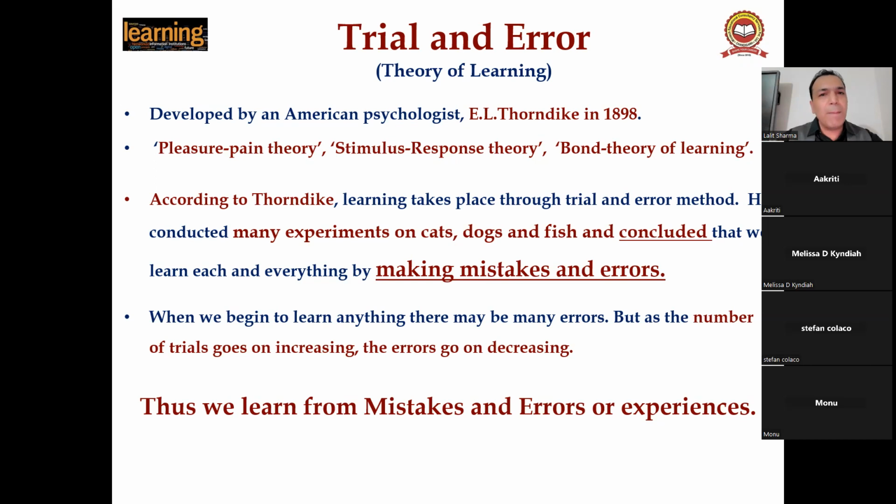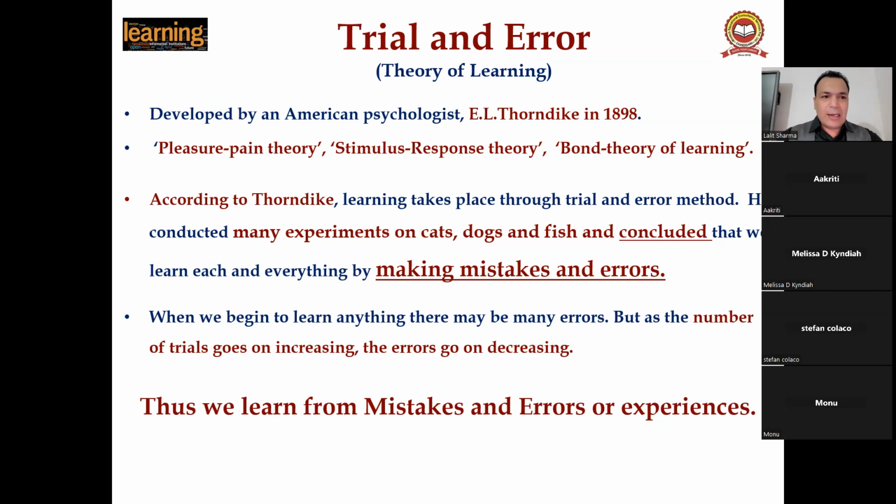Thorndike conducted many experiments on rats, cats, dogs, and fish, and concluded that we learn each and everything by making mistakes and errors. See that I have increased the size and underlined "making mistakes and errors." Okay, trial and error. This is a theory given by Thorndike. According to Thorndike, learning takes place by making mistakes and errors. Well, then students learn. That is what Thorndike wants to say.